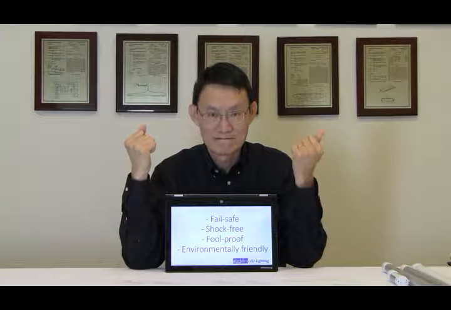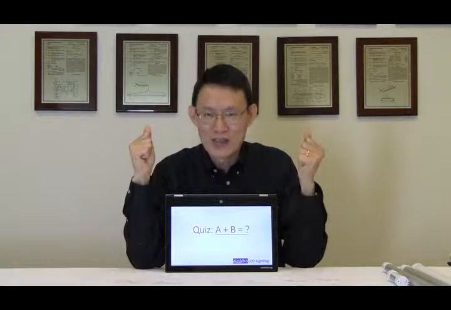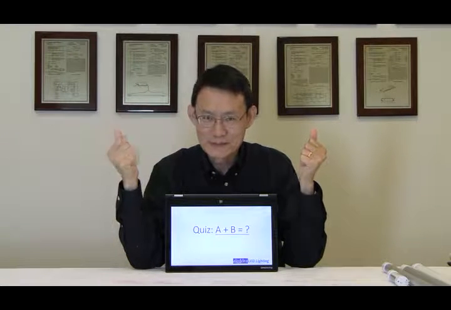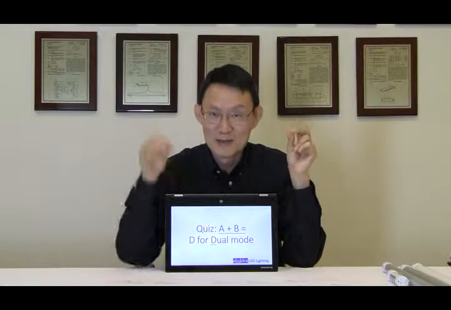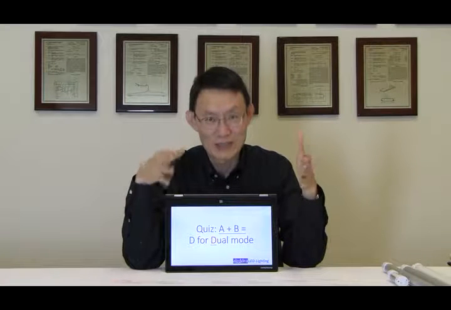Like it? We do. Now it's the quiz. So what does A plus B equal to? D. The answer is D. D stands for dual mode. I hope that makes it easier for you to remember. A plus B equals D, dual mode.